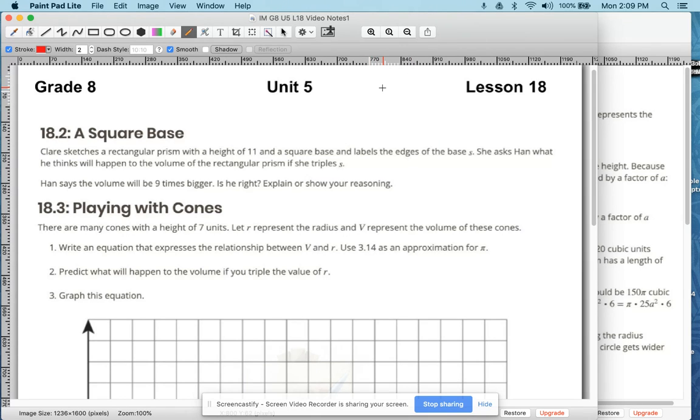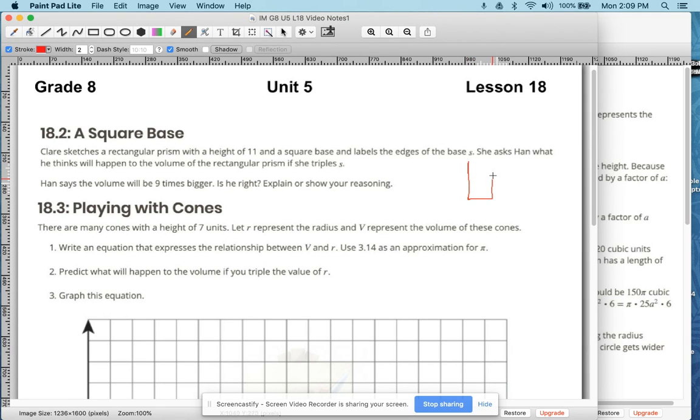So let's take a look at the second part of our lesson, a square base. And it says that Claire sketches a rectangular prism with a height of 11 and a square base and labels the edges of the base S. Well, let's do that just to see what she's got here.